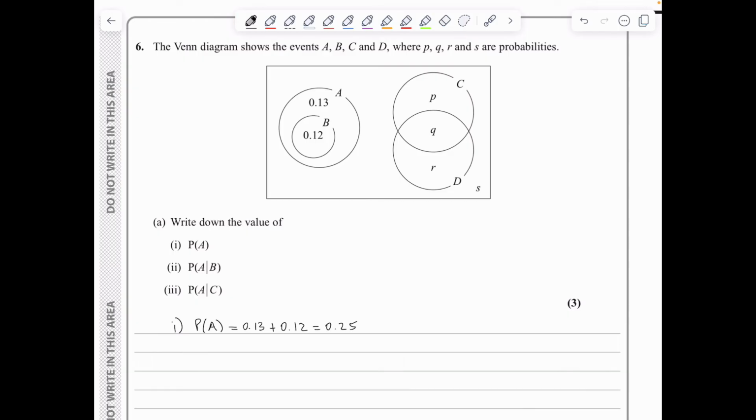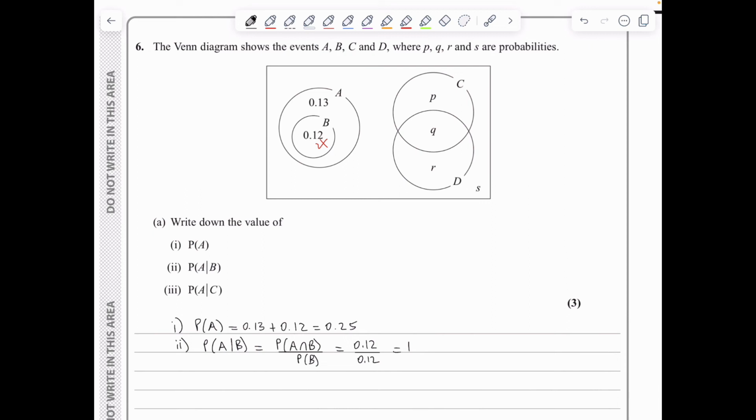Now for the probability of A given B, this is conditional probability. We are surely in B, so I'm going to tick the B. And we are wondering what's the probability we are in A as well. Well, since B is a subset of A, being in B surely means I'm in A. Another way you could do it is simply use the formula for the conditional probability. So the probability of A given B is the probability of A intersection B over the probability of B, which is of course 0.12 over 0.12, which is 1.